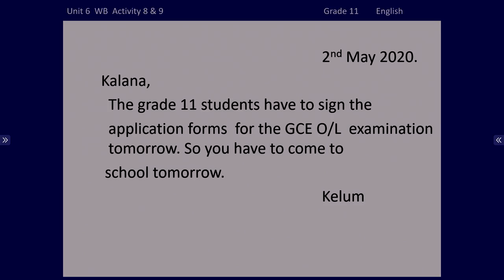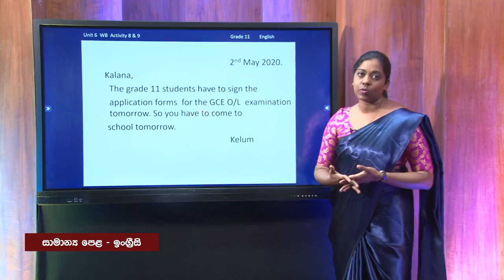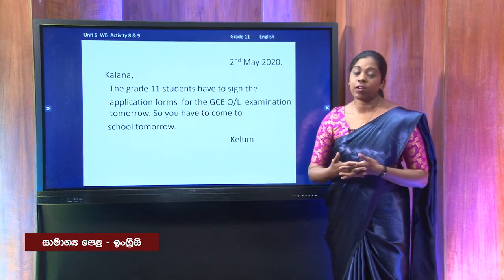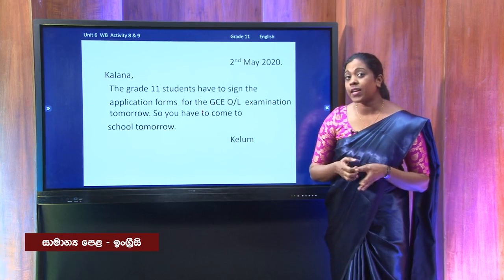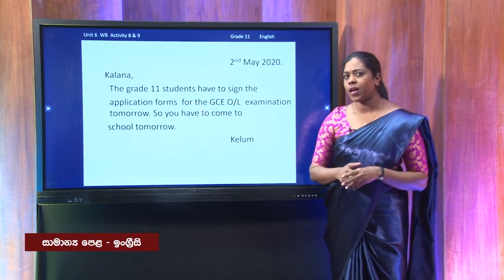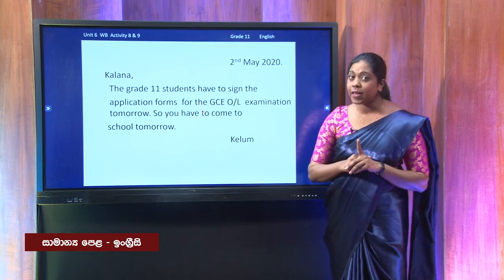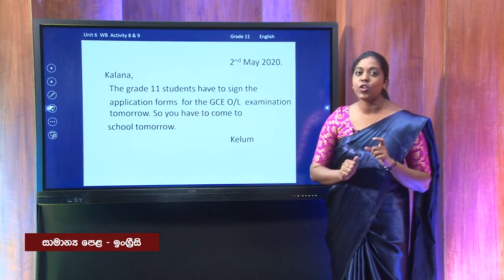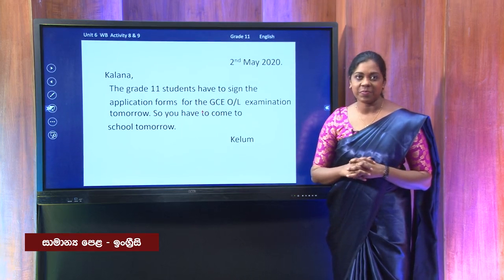And then this is what I have included, because I told you that your friend is absent. So what I'm doing is I'm asking the friend to come to school tomorrow. So you have to come to school tomorrow, or you can simplify it. You can say be present in school tomorrow, or you can also say don't get absent tomorrow. Anything you can say to that effect, but make sure you say it briefly, because this is a note. It can't be lengthy, right?